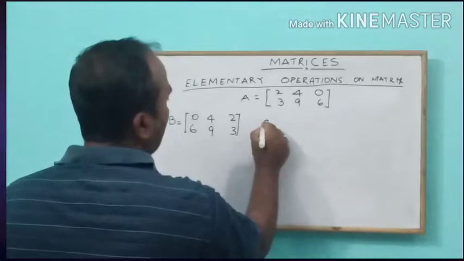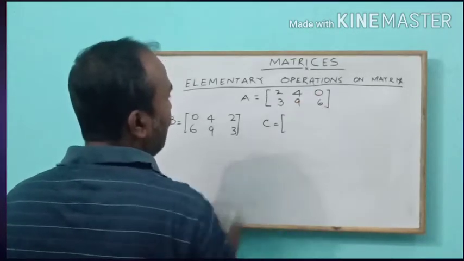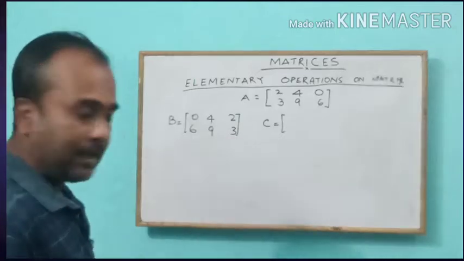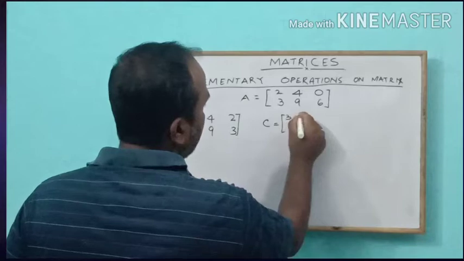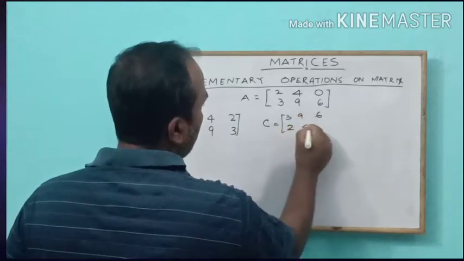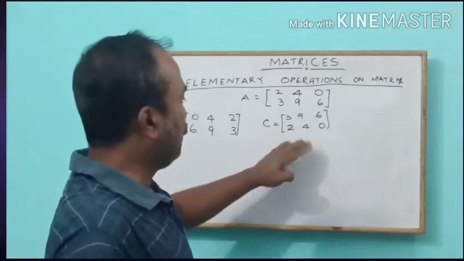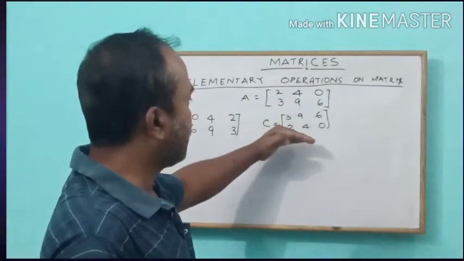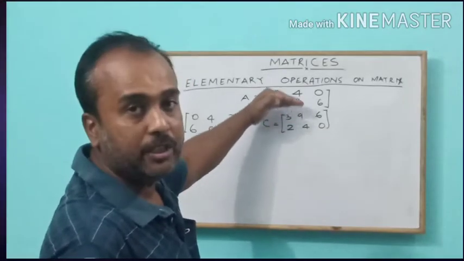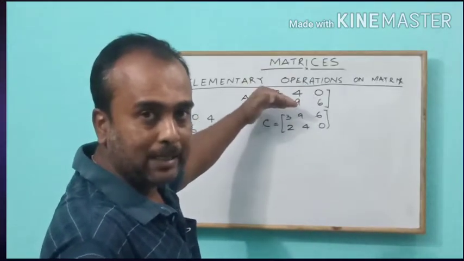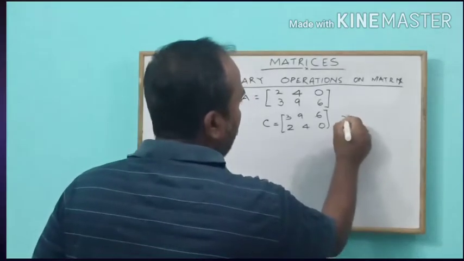Next, suppose I write the first row elements in the second row and the second row elements in the first row. That is 3, 9, 6, 2, 4, 0. Right? So I have obtained this matrix C from the matrix A. What have I done? I have just interchanged the rows, first row to second, second row to first. Let us take another one.